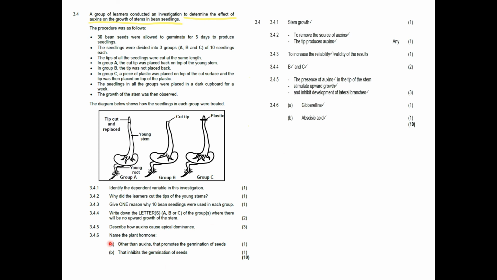Now, 3.4.6. Name the plant hormone other than auxin that promotes germination of seeds. That, of course, is gibberellins. B, that even inhibits the germination of seeds. That is abscisic acid. Right.